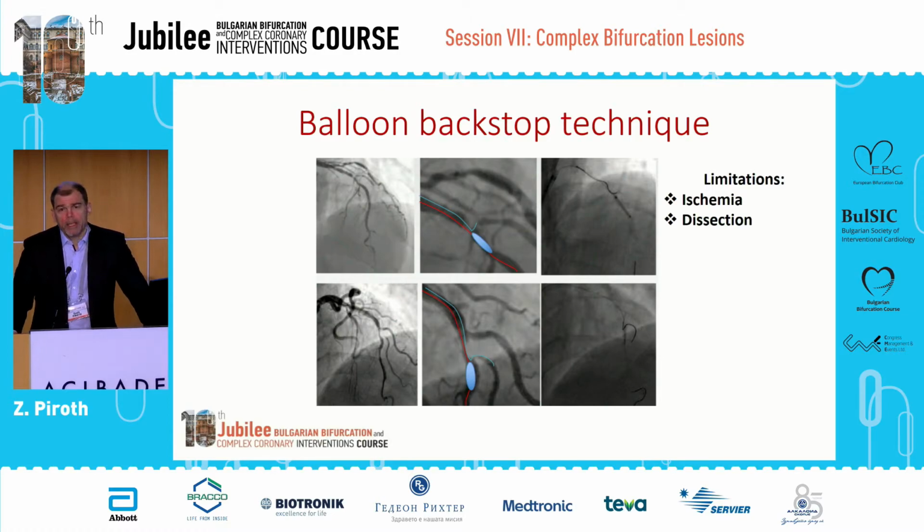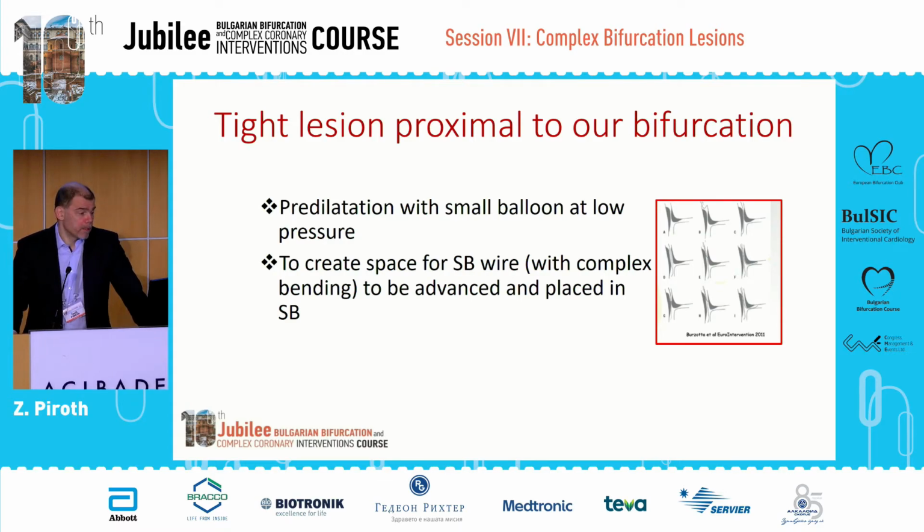The balloon backstop technique is a niche technique. It actually means that if you cannot enter the side branch at any rate, you just place a balloon over the main branch wire and you inflate it in order to occlude the main branch and help the wire just jump into the side branch. This, of course, is limited by the ischemia that is created by ballooning it, so patients will not tolerate, especially if it's a very proximal part of the vessel. And of course, you may cause dissections in the main branch, which may extend to the side branch also, making things even worse. But this should be, of course, listed there.